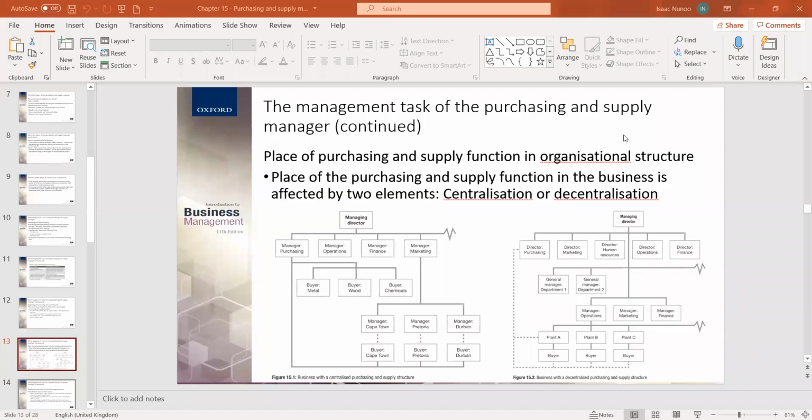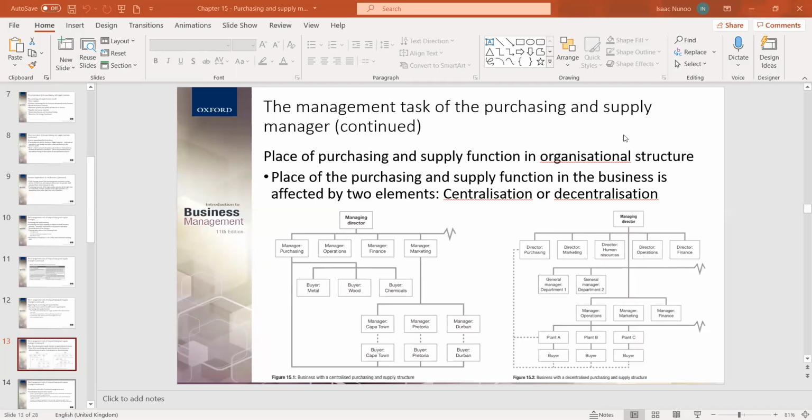When you are organizing, the role of the purchasing manager within the organizational structure is to know the place of purchase, and the place of purchase is basically affected by two main systems. That is what we call centralization or decentralization. In the centralized system, the purchase of raw materials is done centrally, so all the raw materials needed for the whole company are purchased by one central management.